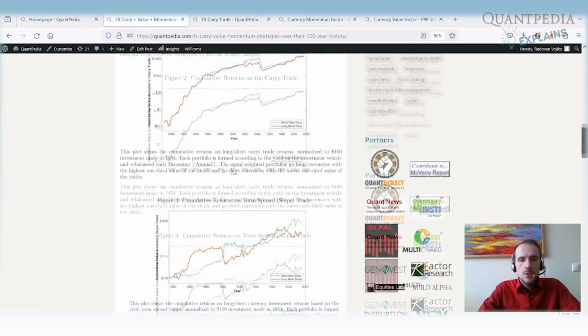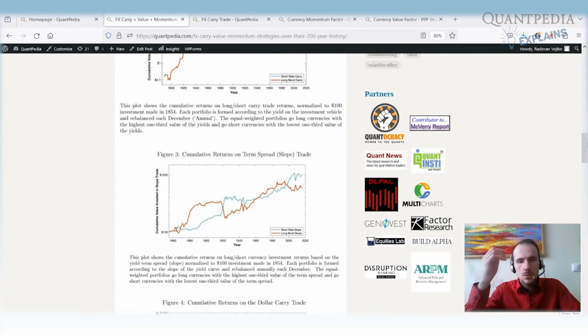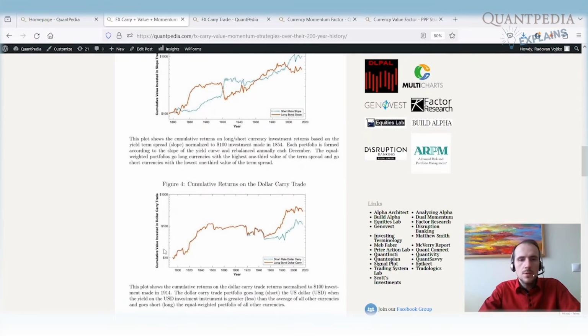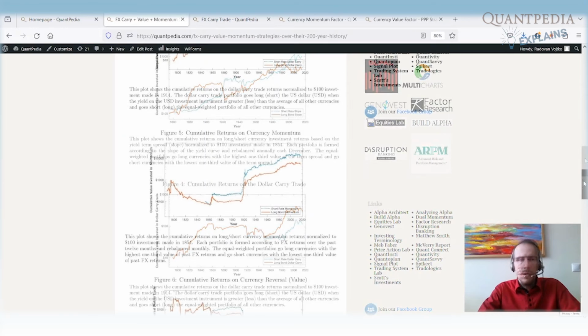Now let's continue. Another strategy that was backtested, that's not one of the three that we mentioned, is the term spread or slope trade. It was backtested on the short rates and also on the long rates. As we can see, it has significantly positive performance over those 200 years. Then there was a test of the cumulative return of the dollar carry trade. The dollar carry trade is a little different from the classical carry trade in which you trade currencies cross-sectionally. In a dollar carry trade, you just go long currencies or short against the dollar. It's a little different strategy, but it also has positive performance over 200 years, even though during the beginning of the 20th century and at the end of the 19th century, it had a flat performance.